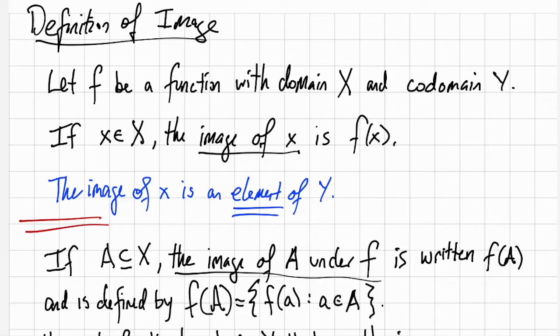As we defined before, if f is a function with domain X and codomain Y, and we have an element little x in big X, the image of little x is f of x. The image of an element is always an element of the codomain.